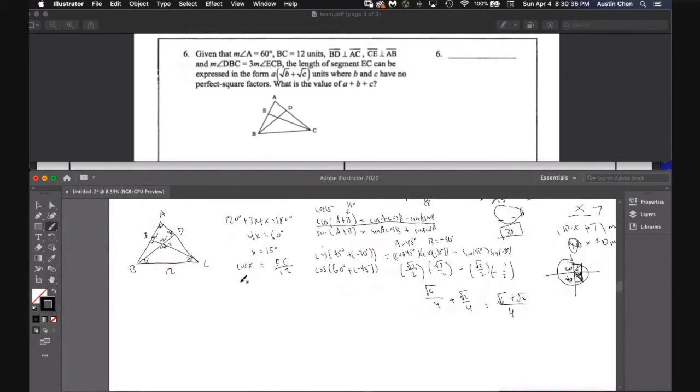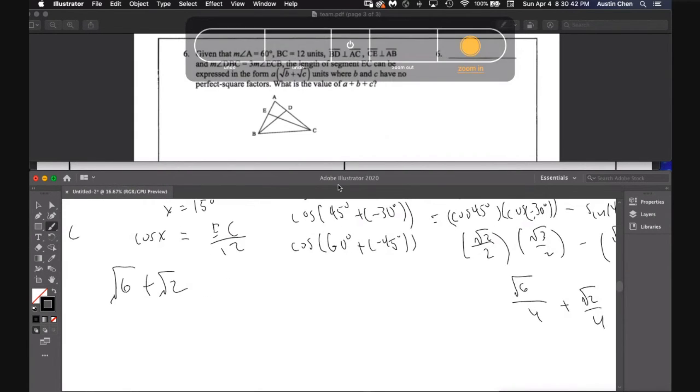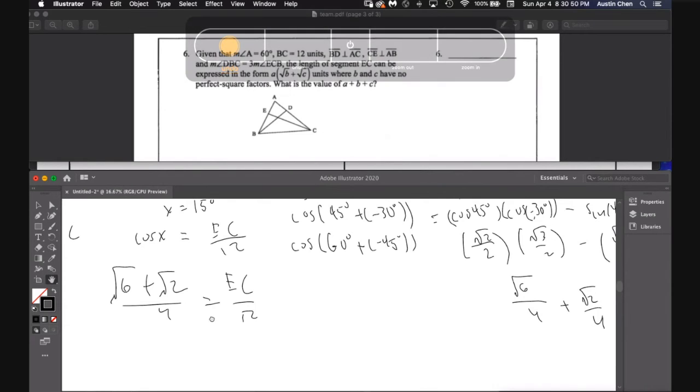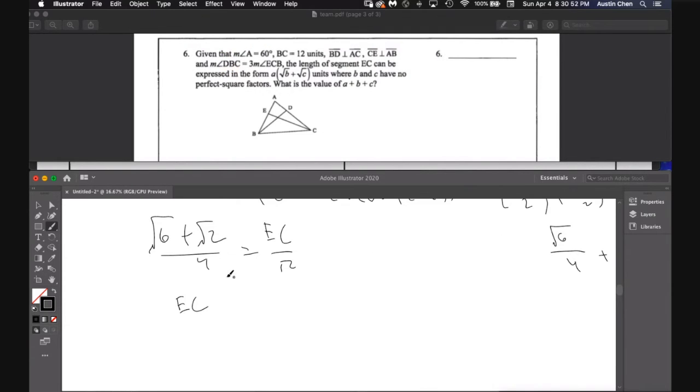So now we found that cosine of x is equal to root 6 plus root 2 over 4. And this was equal to EC over 12. And we wanted to find what EC is. So we just need to multiply by 12 on both sides. So then we're going to have 3 times root 6 plus root 2. And then you can see we have it in this format that they wanted us to have.